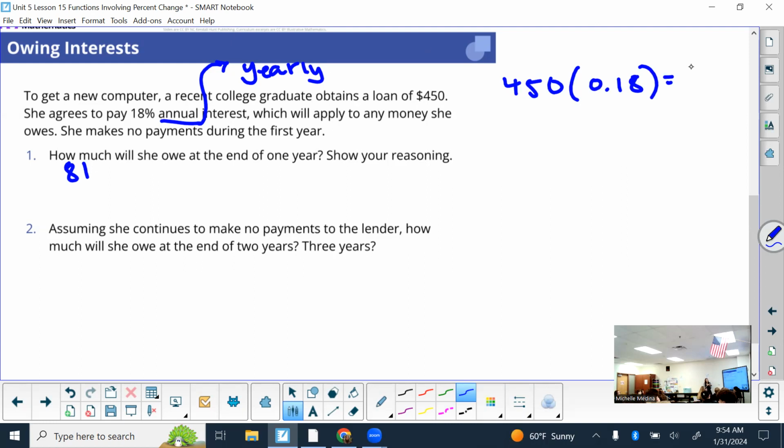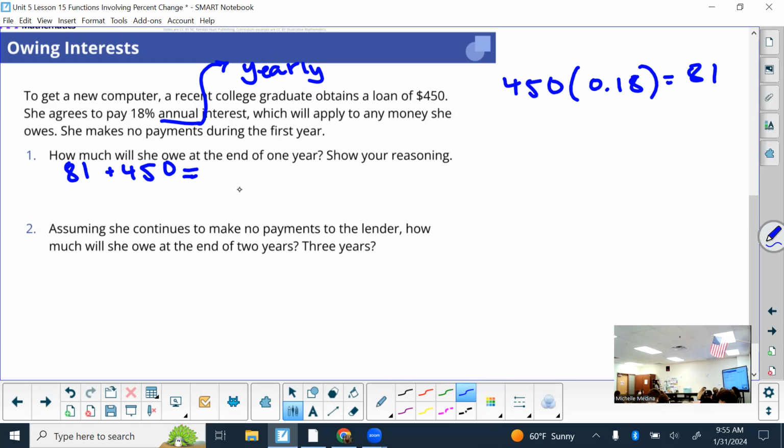Yeah. Okay, so that is the interest, but keep in mind, they now owe the interest plus the original amount. They didn't pay any of it back. Yeah, I just forgot that. Not a problem. So that's why I say go back and read it. Sometimes it asks for the interest. This one's asking for the total. So add it together and it should be 531.